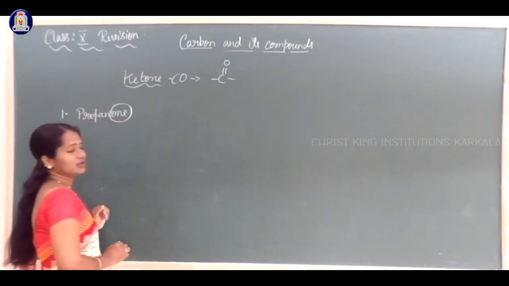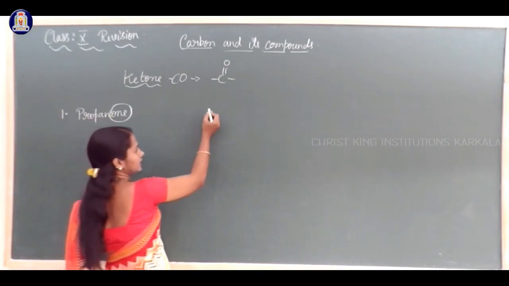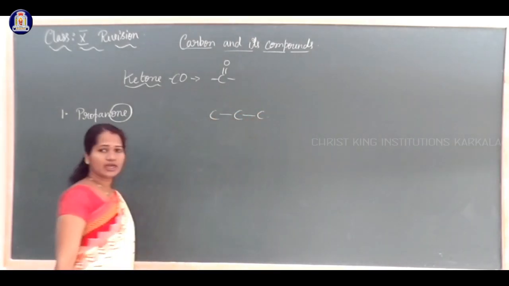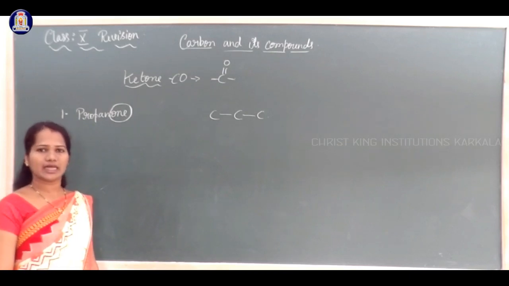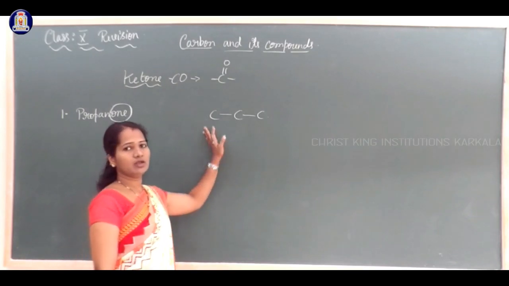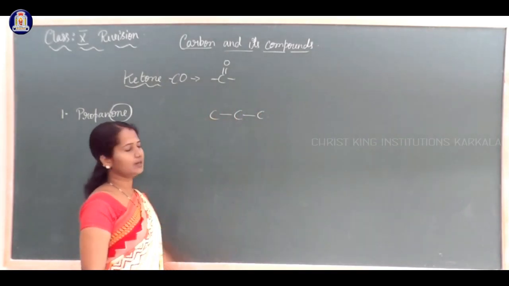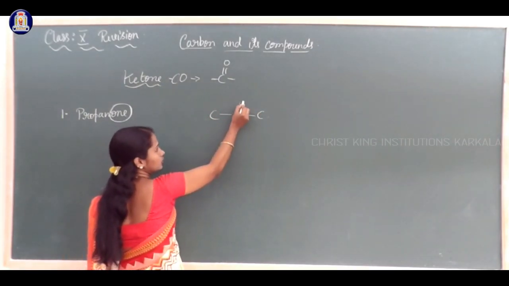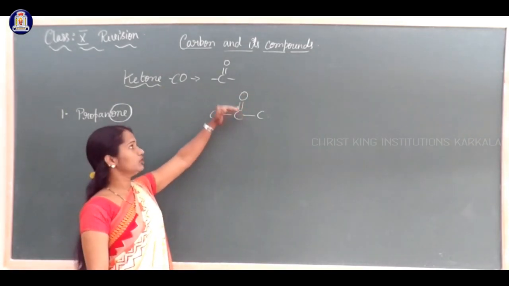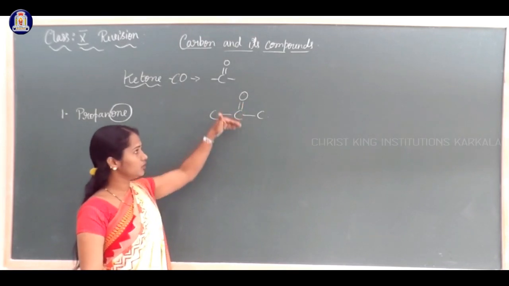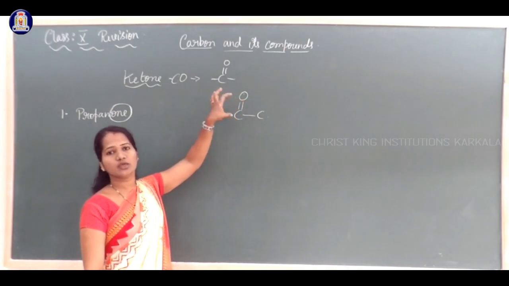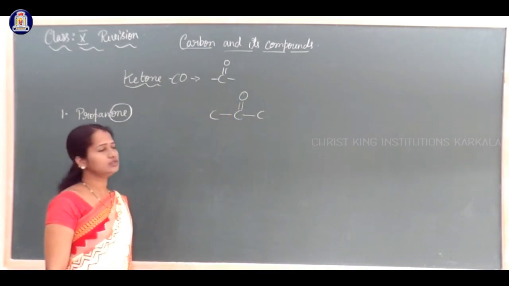So how to write the structure of this ketone group? You can write the structural formula. Write 3 carbon atoms in a straight chain, and for the middle carbon atom, not the first or the last one, you add the ketonic group, double bond O. This double bond O can be written above the carbon or below the carbon, anyway you can write, but it should be in the middle. The ketonic group should be in the middle of the carbon chain.